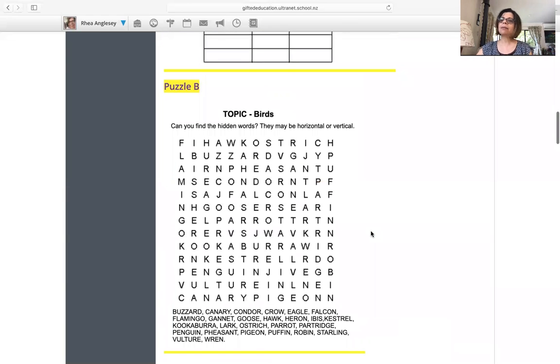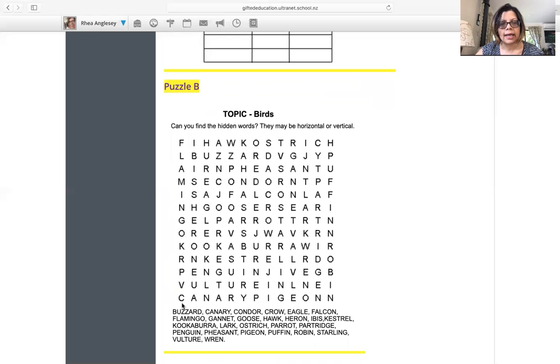Puzzle B. Puzzle B is a word puzzle, people. It's a word find. I just put it in there for fun because even though we love numbers, words are fun too. And you know what? Look at the names of these birds. Pretty cool. So how will you do this? Well, you can screenshot it and then highlight. Use the highlight feature of the annotation tools and find your word finds, or you can sort of draw circles, like loop them around, although that does get a bit messy.